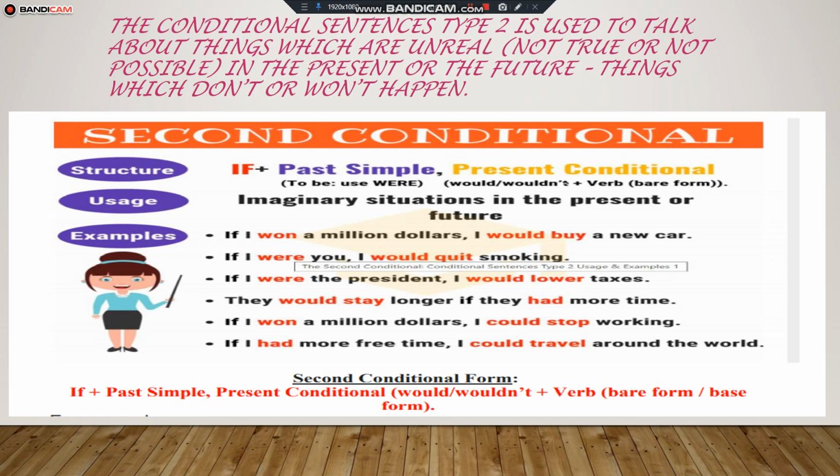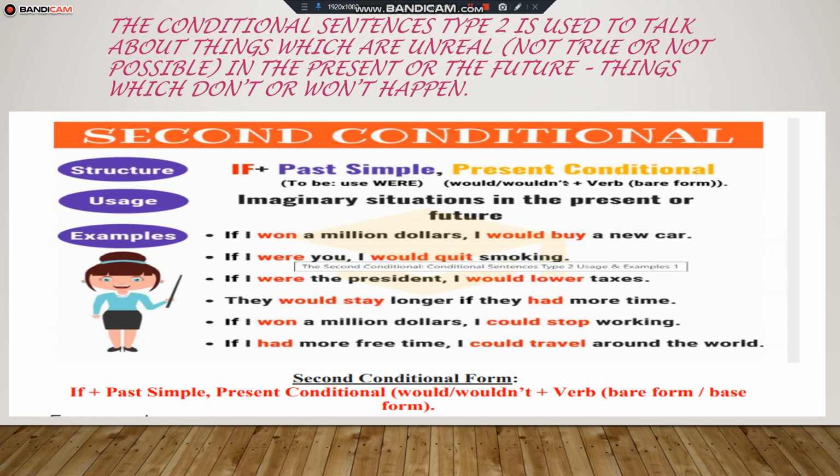Now the formal structure of if clause type 2 is: if plus subject plus past simple. With the if clause part, with type 2, the second conditional, you have to use past simple, meaning verb 2. With the main clause, or the result clause, you have to use would plus the base form of a verb. This is with affirmative. With negative, use wouldn't plus the base form of a verb.